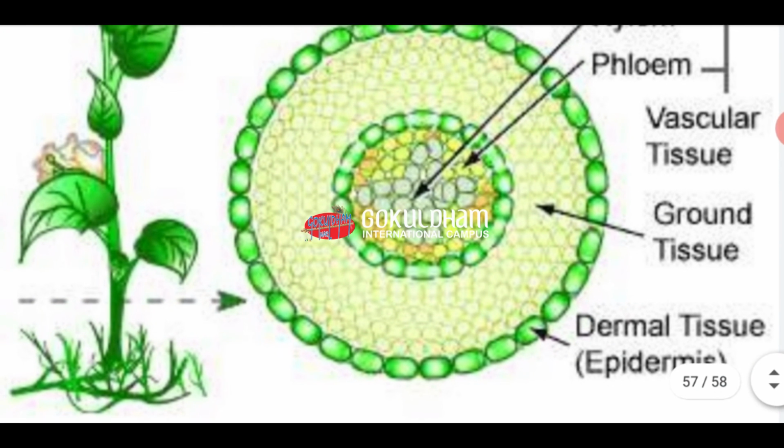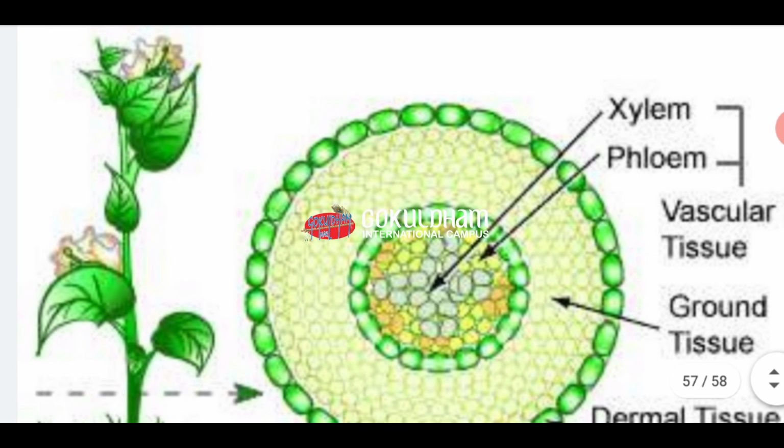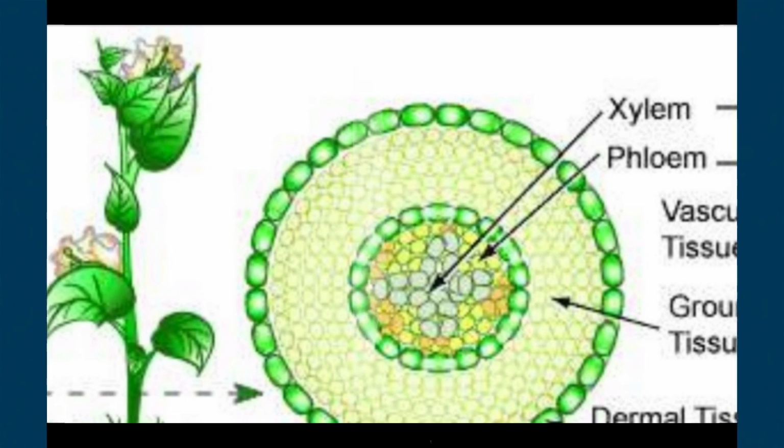So here we completed our chapter, Anatomy of Flowering Plants. In the next class we will discuss another chapter. So thank you, students.